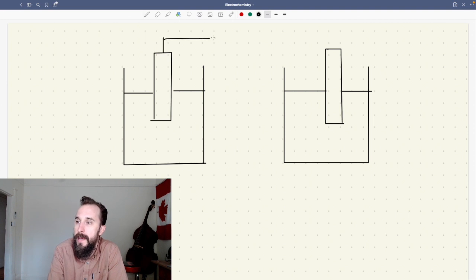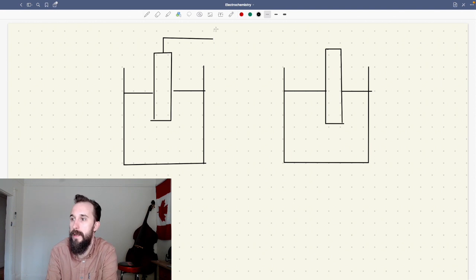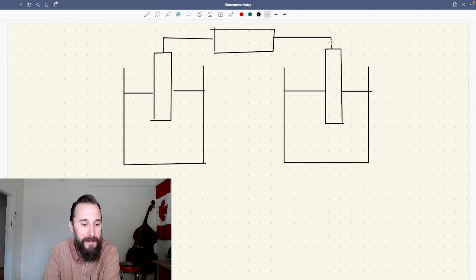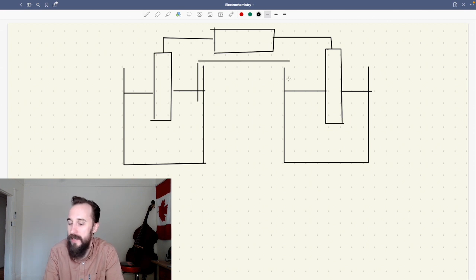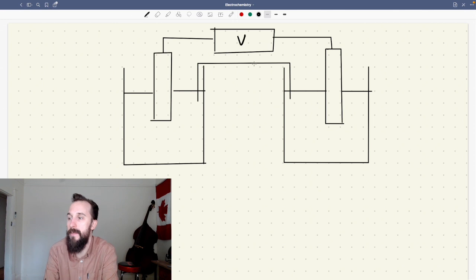We've got to connect these with a wire that we can run through a voltmeter because we want to measure the electrical energy that we're producing. And then this is completed via something called a salt bridge. We'll discuss what this means in a moment as well. Brilliant. So let me get back to my regular pen. I'll put the V there for the voltmeter.